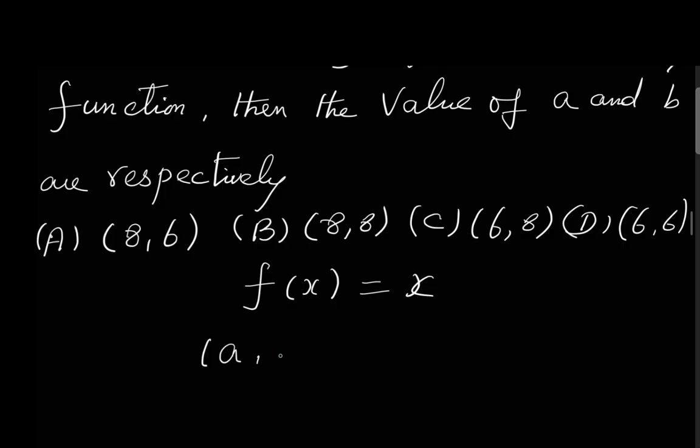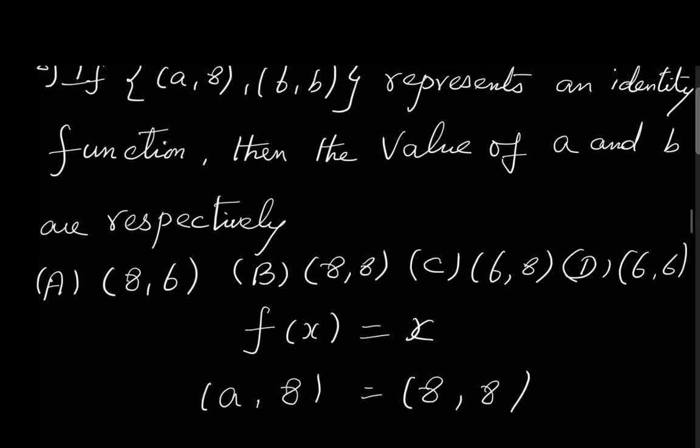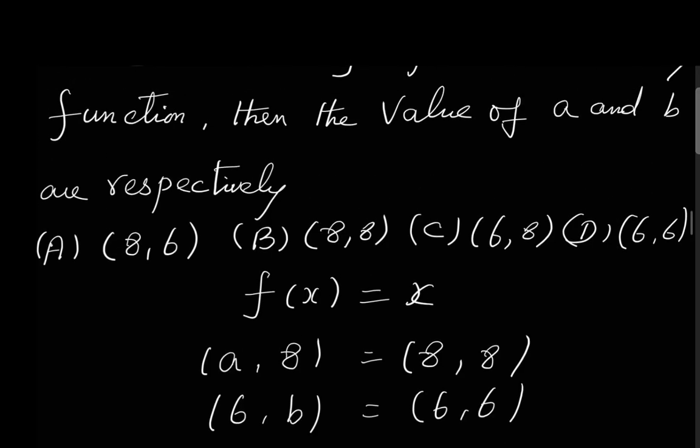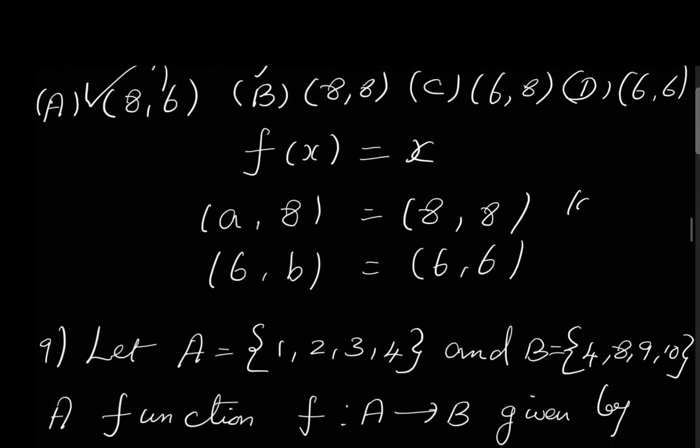So here (A, 8) is the given ordered pair. So A is also 8, that is (8, 8). And then given (6, B), that is (6, 6). It is an identity element. So what is the question? What is the value of A and B? So here A is 8 and B is 6. So option A, 8 comma 6. A is 8, B is 6.